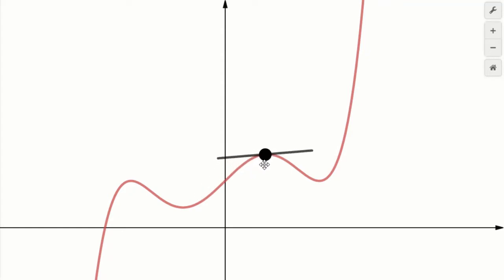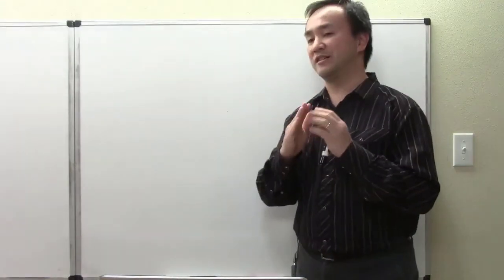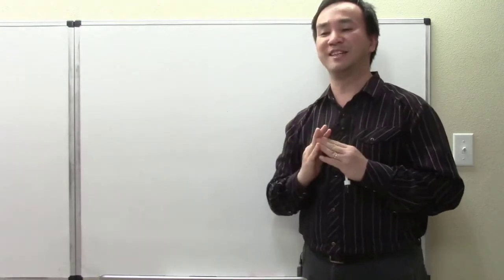Okay, and so the tangent line, ladies and gentlemen, using a tangent line is the best way to detect where those turning points are. Okay, and so now let me get on the other board there.